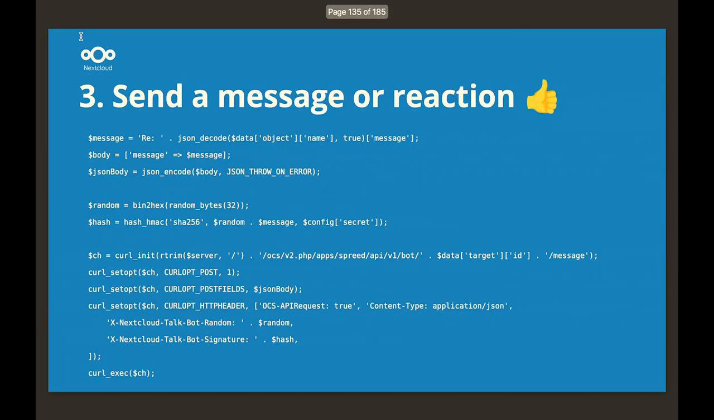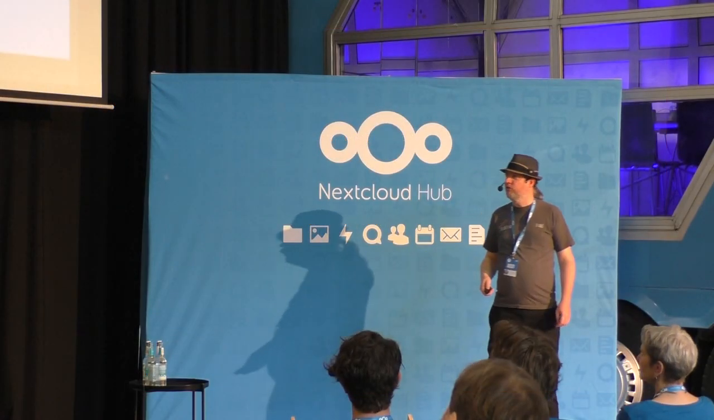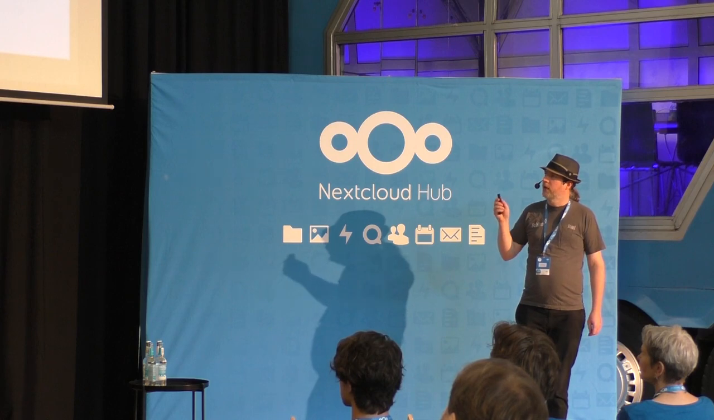And the third step would be then to use the output of that to actually send a message on the server as a bot. And again, this is obviously well beyond me, but there's still a bit of random in there that hopefully makes sense to most of you. But it's just a REST call in the end that you need to put together and send to the server, obviously using the shared key that you created.